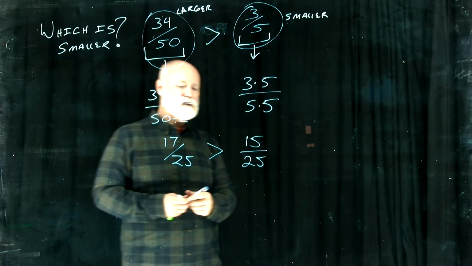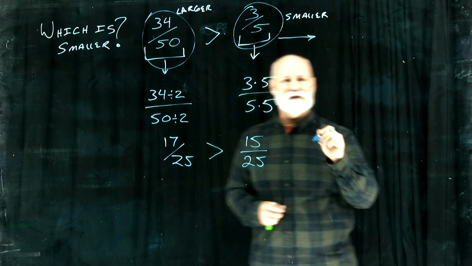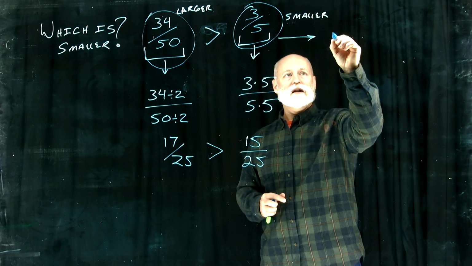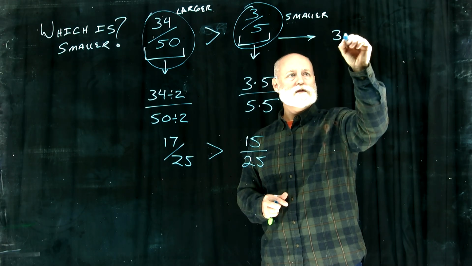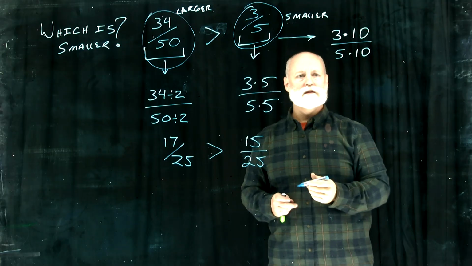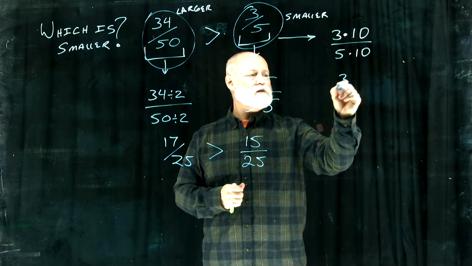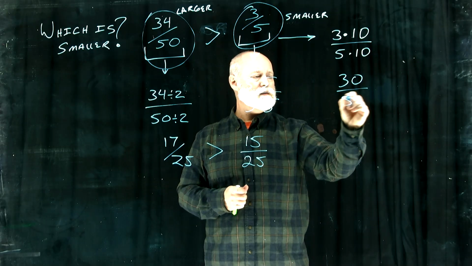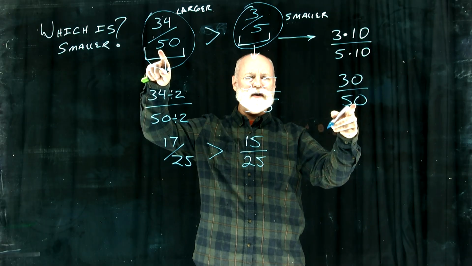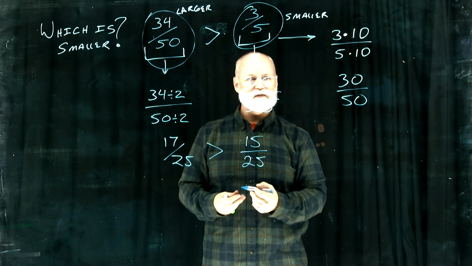Now there's another way we could have done this as well. So another thing I could have done is get another equivalent fraction over here. And I could have done 3 times 10 over 5 times 10, right? So if I do that, I have 30 over 50, and once again I can compare those. And 34 is larger than 30, so we still end up with that same spot at the end.